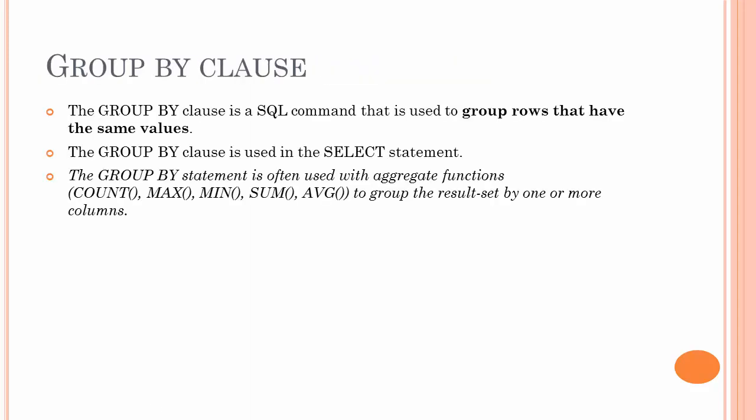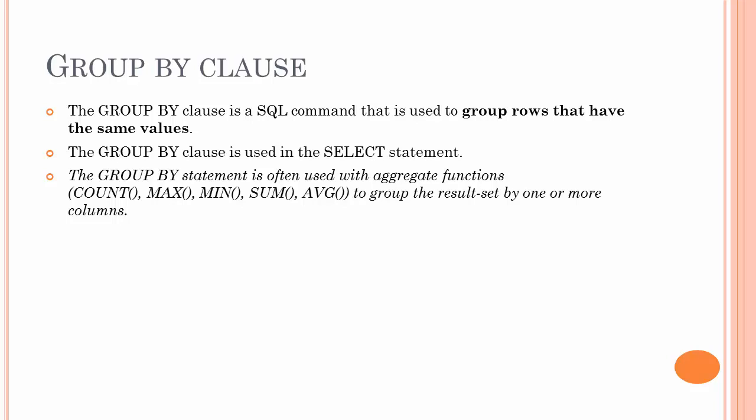So, what is group by clause? Group by clause is used to group rows that have the same values. The group by clause is used in the select statement. The group by statement is often used with aggregate functions count, max, min, sum, average to group the result set by one or more columns.